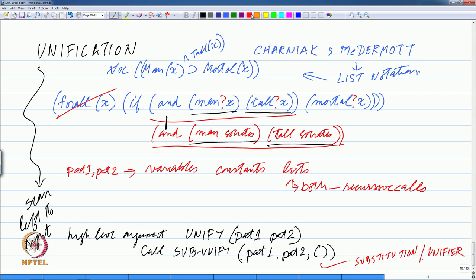If both are constants, then they must be the same.